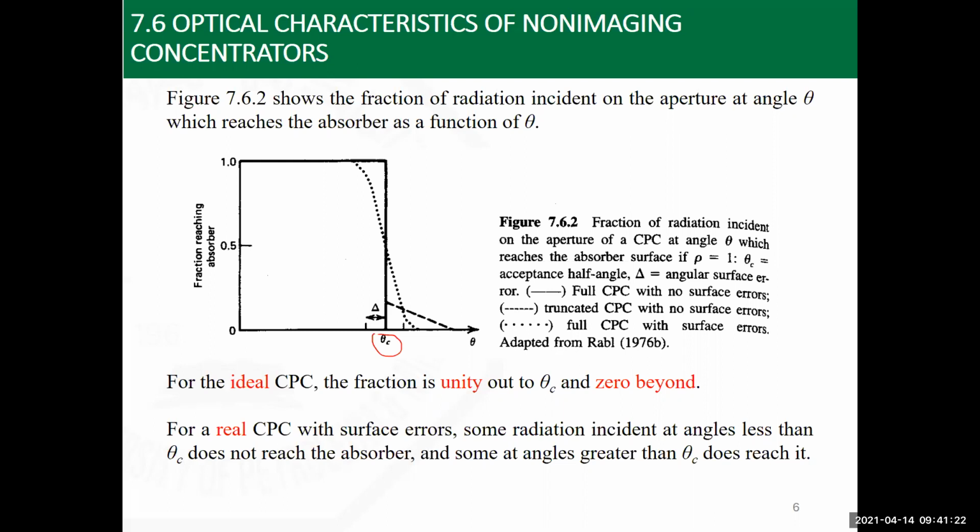So for a real CPC with surface errors, some of the radiation incident on the angle less than theta c does not reach the absorber, which is covered by this fraction here. Some amount of energy is not reaching the absorber. Why is that? It is because of having some errors in the surface finishing. And when you exceed the value of theta c, you can still see that some of the radiation is still reaching the surface. So it is not as sharp as the case of a perfect surface.